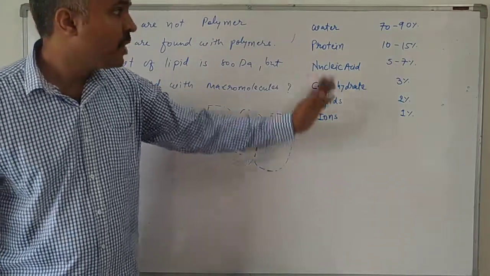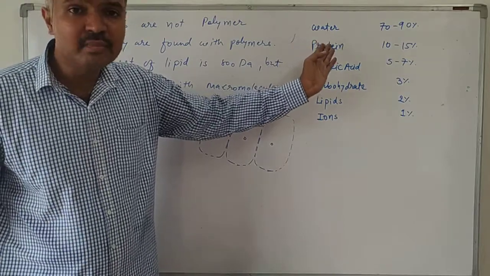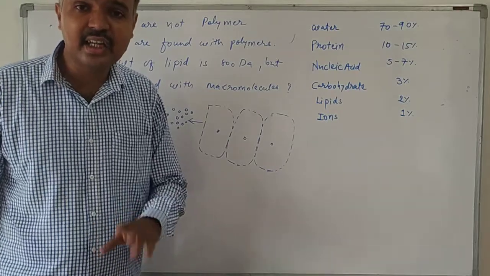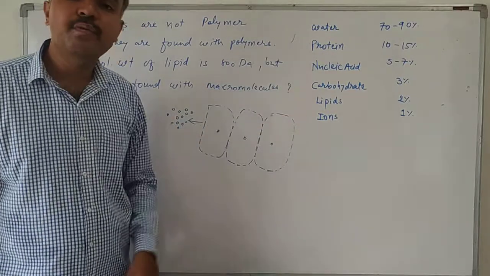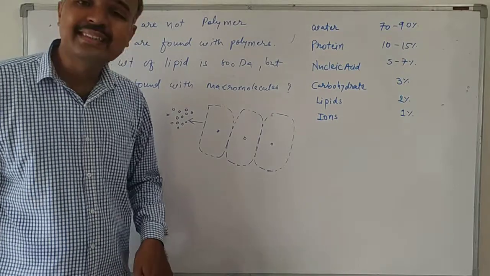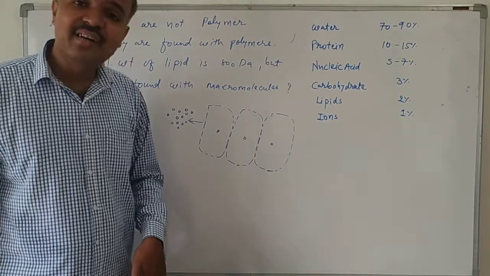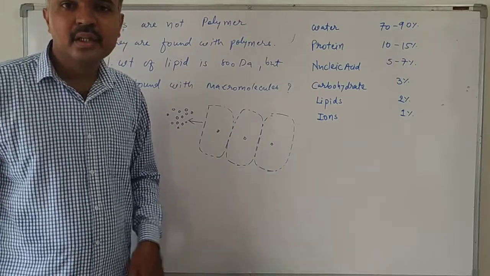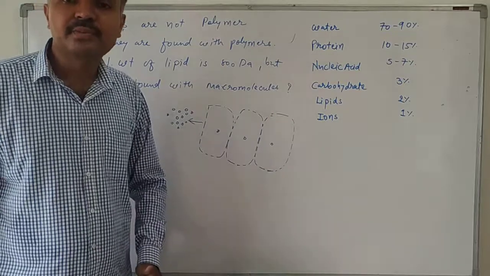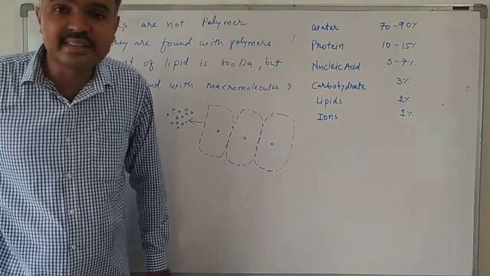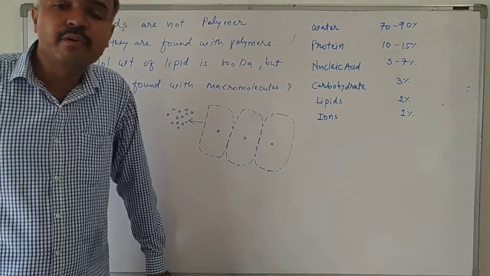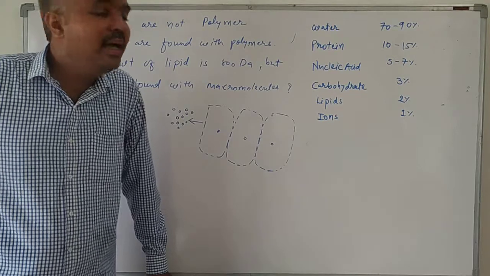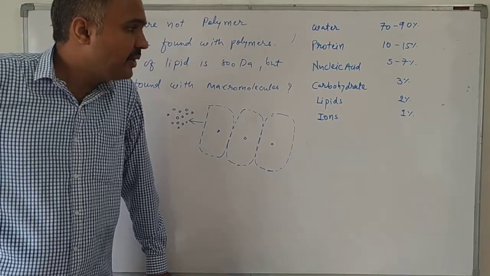What percentage of water is present in a normal cell? A normal cell has 70 to 90% of water, 10 to 15% of protein, nucleic acids are 5 to 7%, carbohydrates are 3%, lipids are 2%, and ions are 1%. Okay, so this is the concentration of the substances in a normal cell.